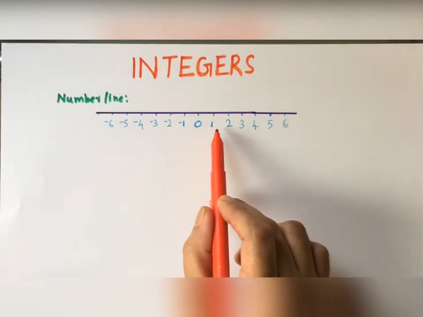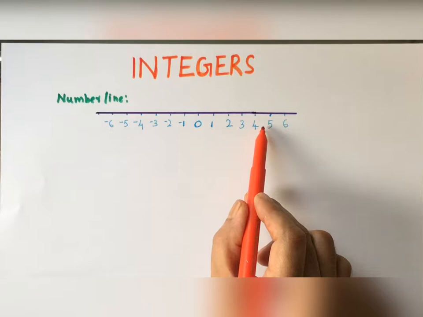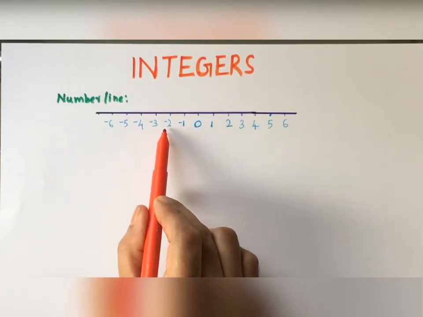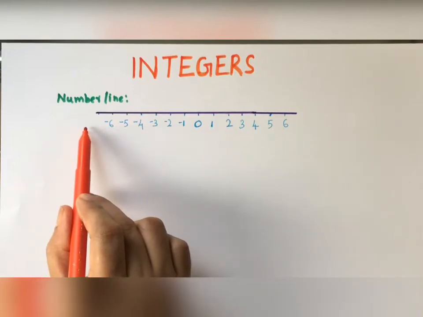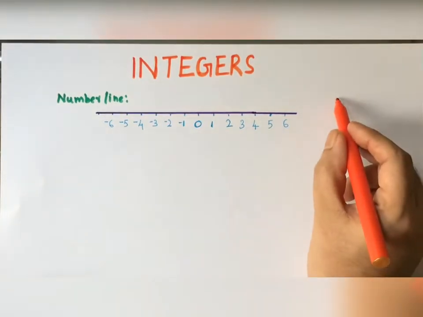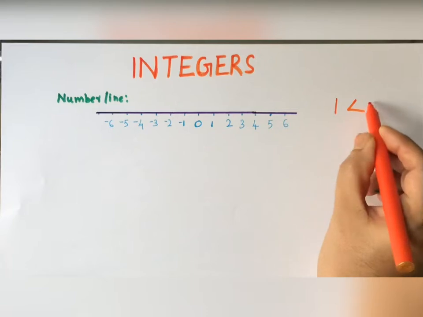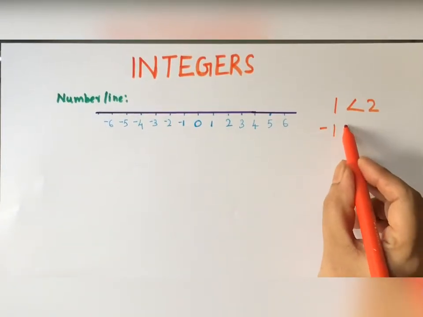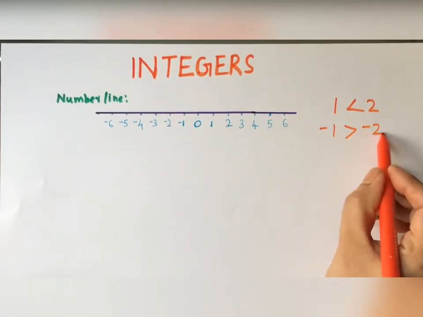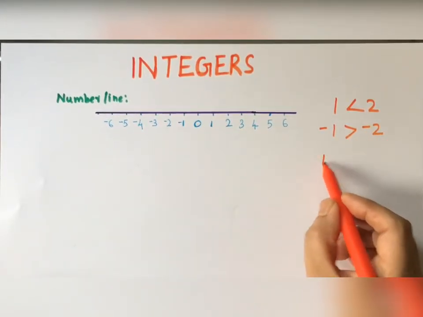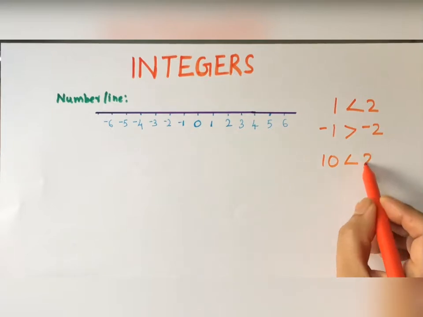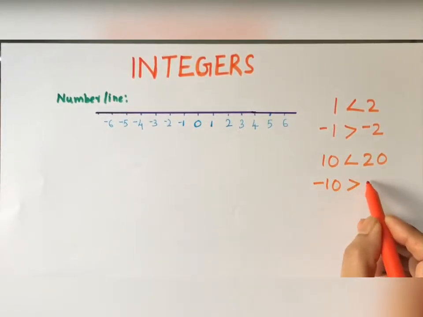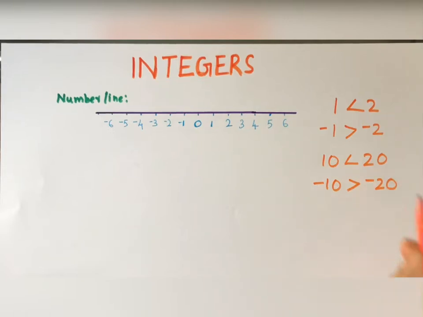The value of the positive numbers increases when moving to the right. The value of negative numbers decreases when moving to the left. We know 1 is less than 2, but minus 1 is greater than minus 2. 10 is less than 20, but minus 10 is greater than minus 20.